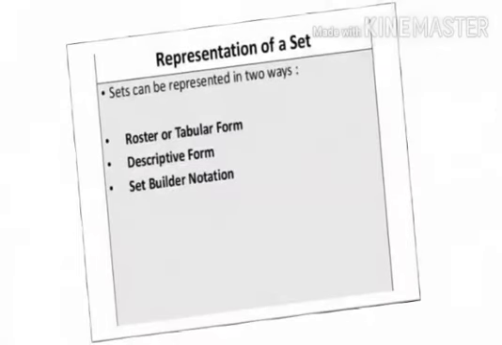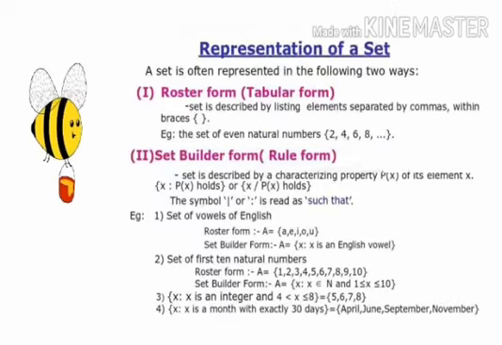The representation of a set can be done in three ways. The first one is roster or tabular form, the second one is descriptive form, and the third one is set builder notation. First we shall see the roster form, that is tabular form. It is a set described by listing the elements separated by commas within braces, the curly braces.